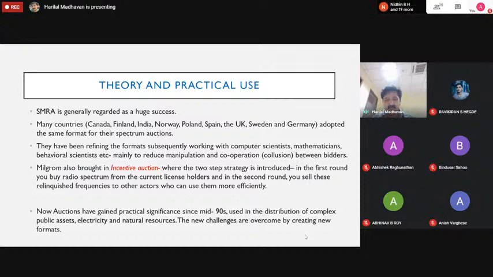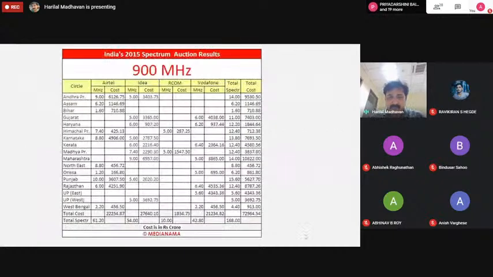And if you go back to the documents of the Nobel Prize, probably you will see that. But this is really a significant contribution, which gained very practical significance in the mid-90s. I'll stop in 2 minutes.